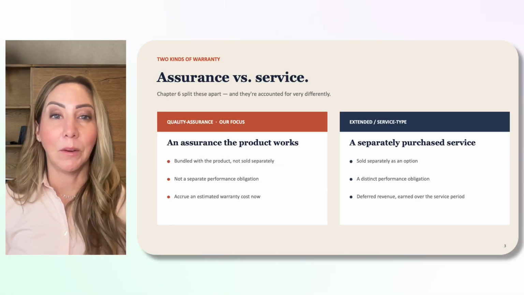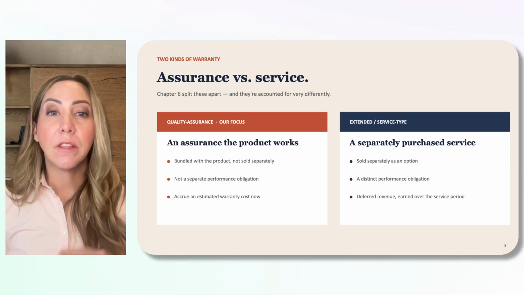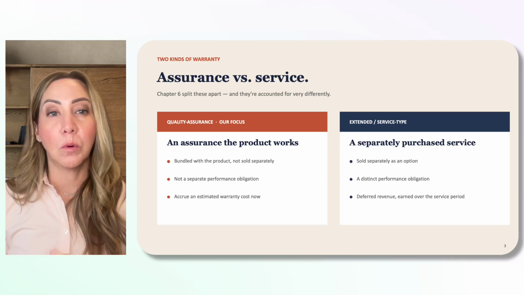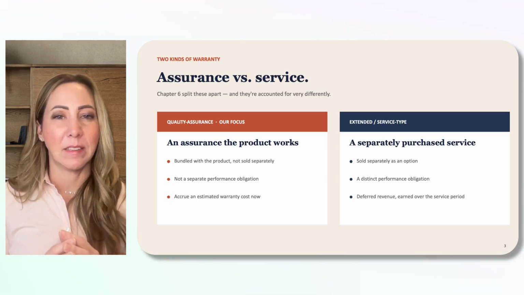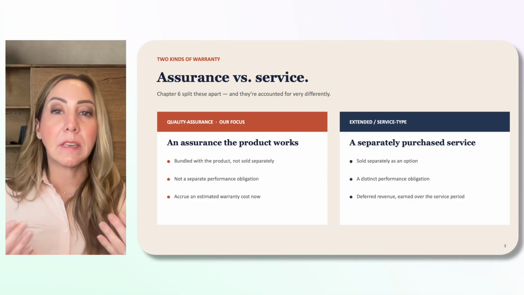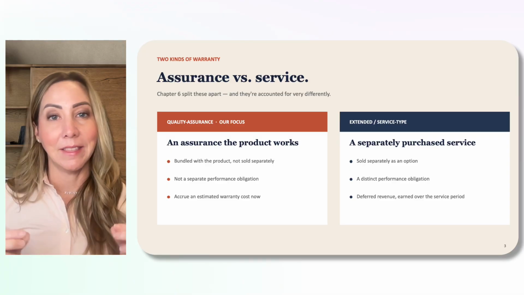Before we record anything, we need to distinguish between two kinds of warranty because they're accounted for very differently. The first kind is a quality assurance warranty. This is the basic assurance that the product will work as promised. It's bundled into the product, not sold separately, and it's not a separate performance obligation. For this kind, we accrue an estimated warranty cost now. This is our focus in this lecture.